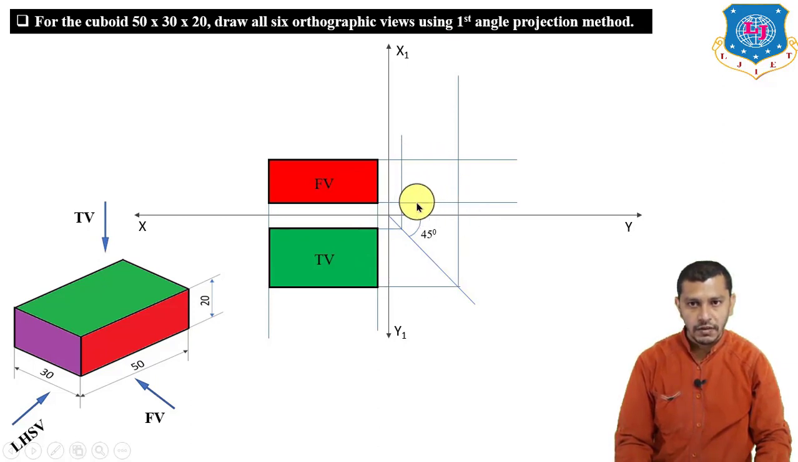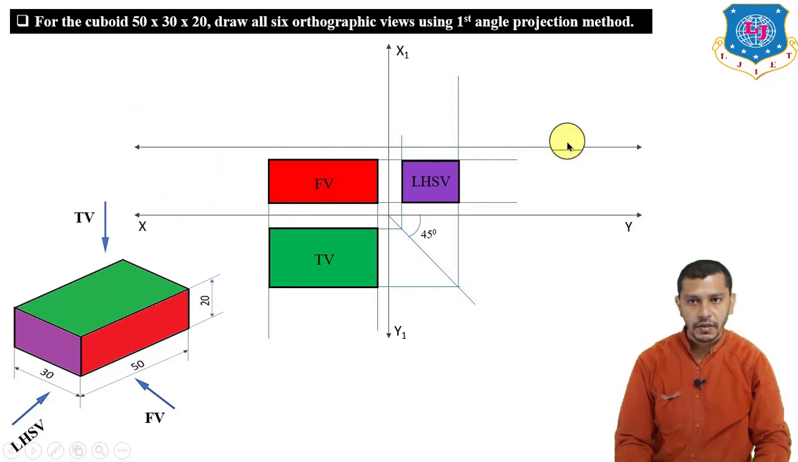So this box will give us the left hand side view having a width 30 and height 20 mm. Now if you want to draw the bottom view, it will be the same as the top view and it will be projected above the front view. So first of all draw a line parallel to the xy line over here. This will be our reference line.